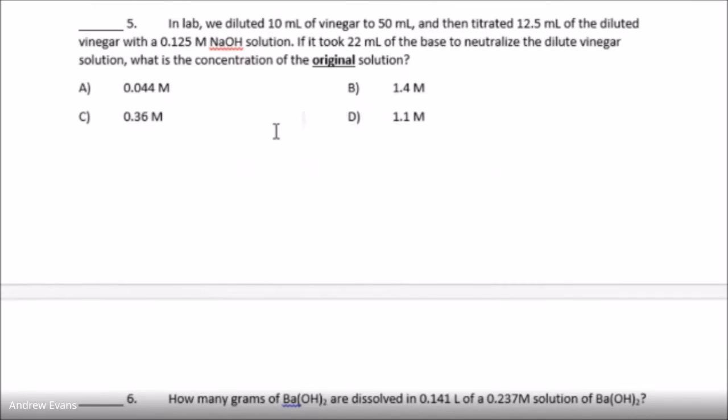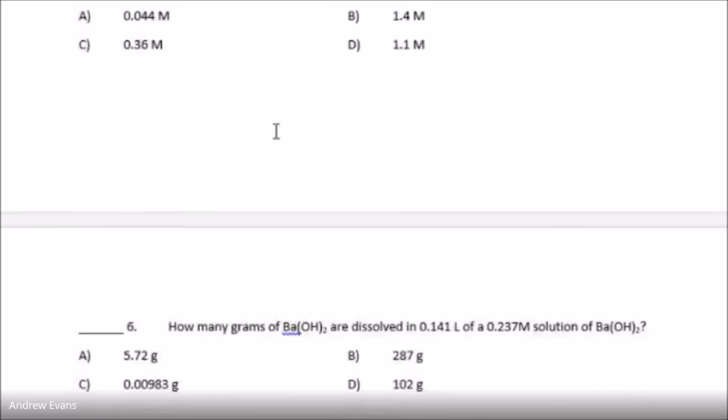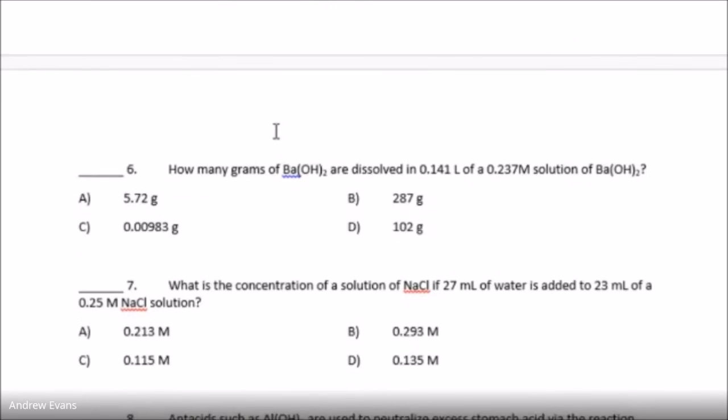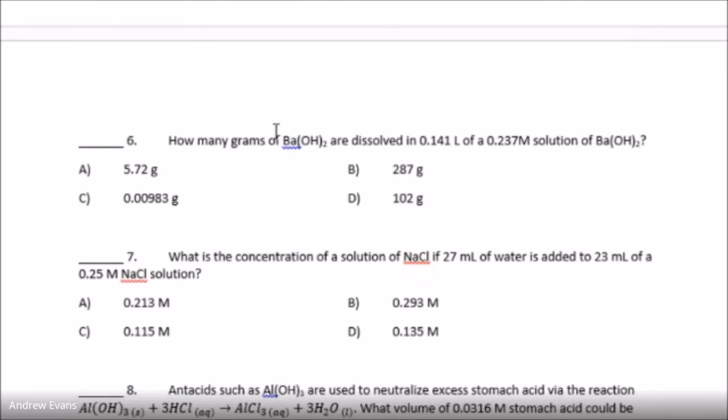Lab, M1V1. This is based on the lab we just did. For those who were here yesterday, this is the lab we just did. We diluted 10 mils of vinegar to 50. We titrated 12.5 mils of dilute vinegar with this molarity of base. If it took 22 mils of base, what is the concentration of the original solution? Grams of barium hydroxide do we need to make this solution? So grams to molarity.